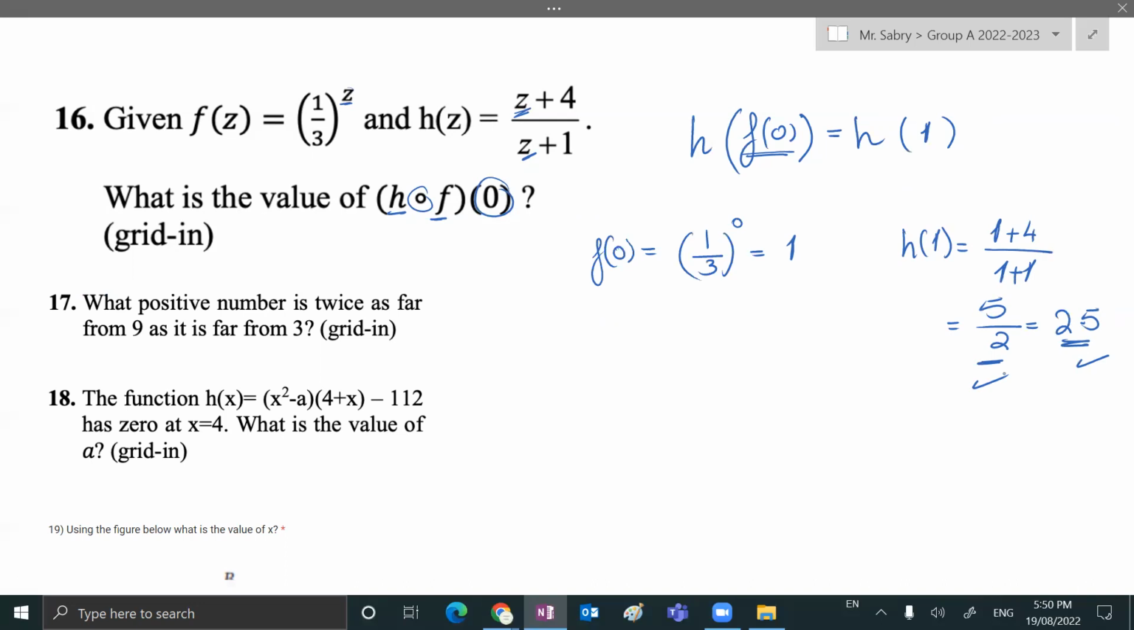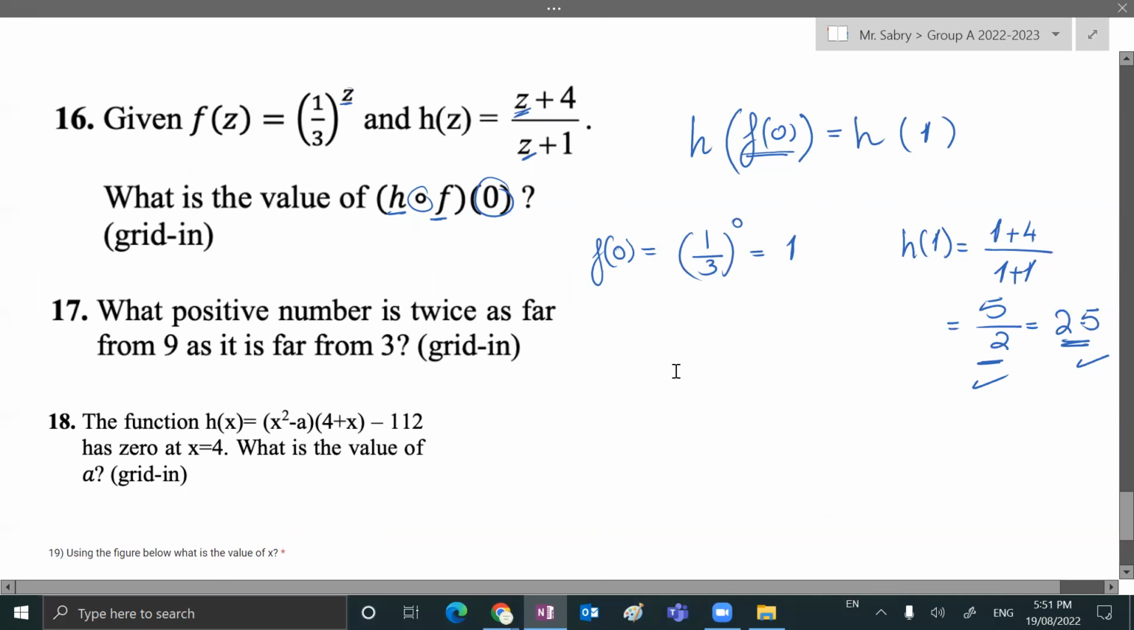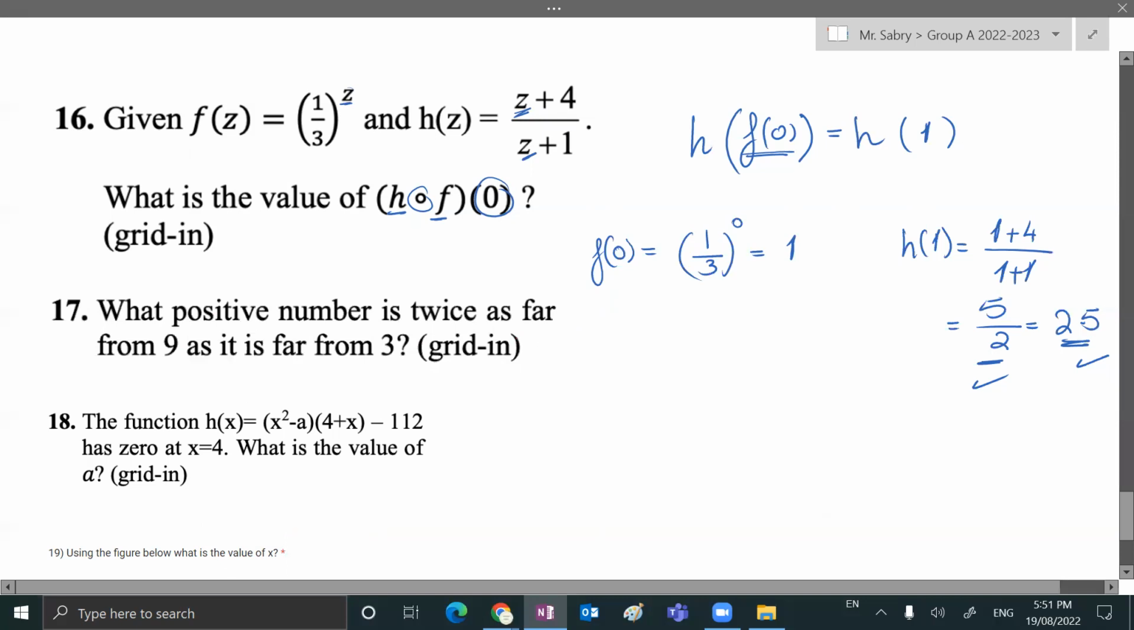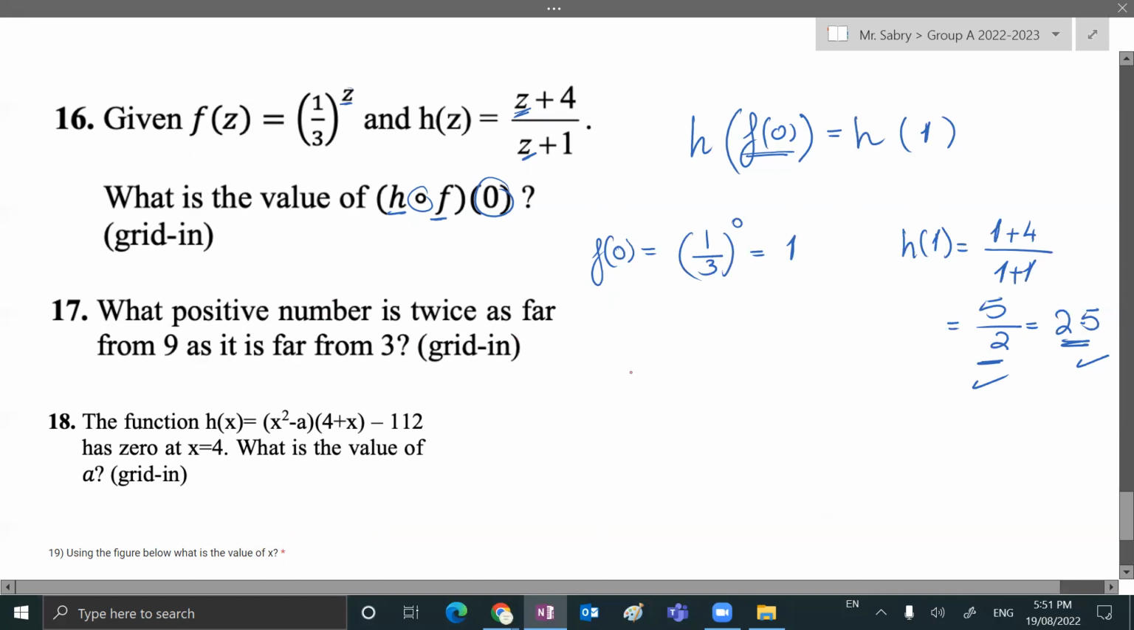Awesome. What positive number is twice as far from 9 as it is far from 3? This is a translation question. We're trying to translate this into maths. If I would like to know how far is my age than your age, I'll have to subtract our ages. So if I'd like to know how far is a number, what positive number is twice as far from 9, meaning the distance between it and the 9 is twice the distance between it and the 3, how do I translate that?